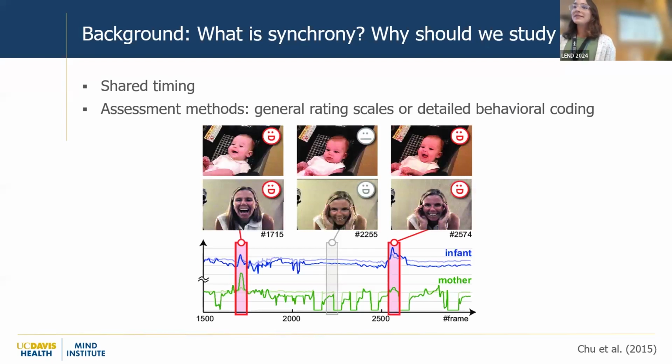Here's an example of what synchrony can look like on a fine-grained or moment-to-moment basis. The areas in red show moments of shared positive affect or smiles, which are referred to as synchronous events between the infant and the mother. And the area in gray shows a non-synchronous event where the mother is smiling, but the child is not.